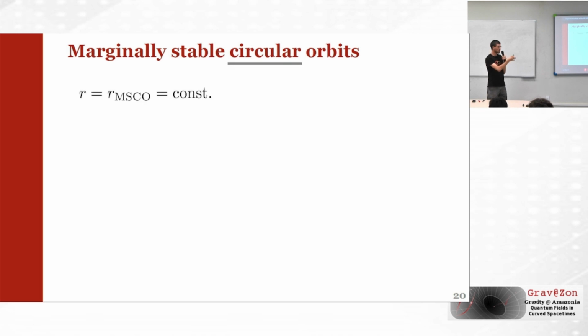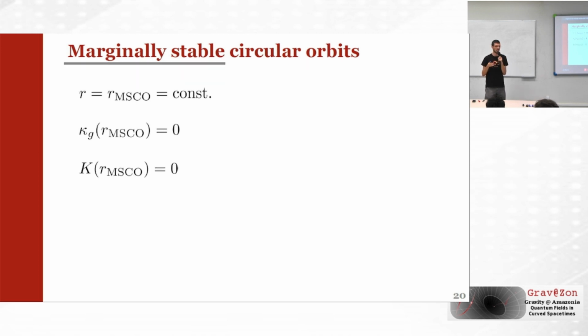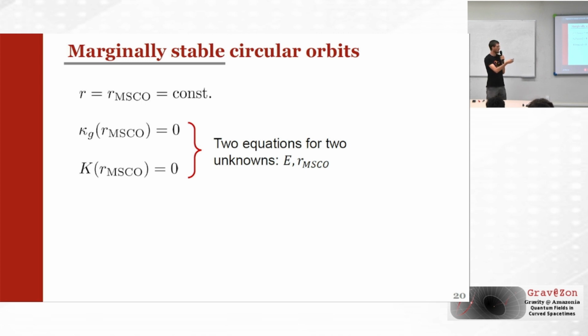They are circular, so they have constant radial coordinate. They are orbits, so they have vanishing geodesic curvature. And they are marginally stable, so the Gaussian curvature must also vanish along that geodesic. These last two equations can be solved for the two unknowns we have, which are the energy of the orbit and the radius of the orbit.